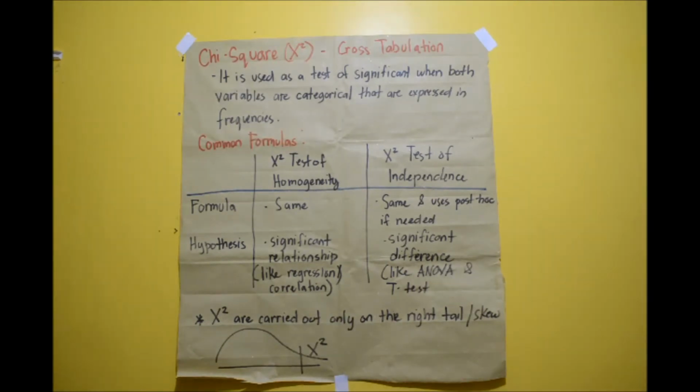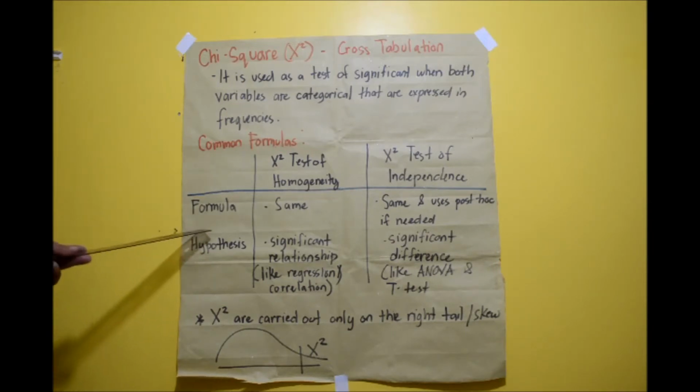So there are actually three formulas in chi-square. However, I'll just present the two which are widely used in social sciences. We have the chi-square test of homogeneity, then the chi-square test of independence. Now, why do I need to present these two? Because it has something to do with how we construct our hypothesis.